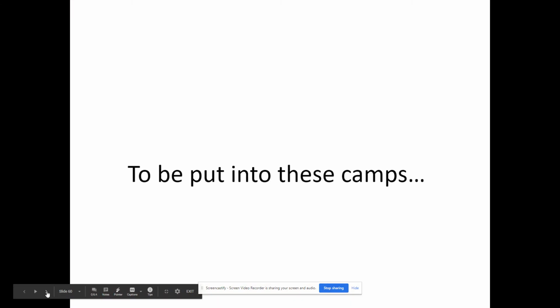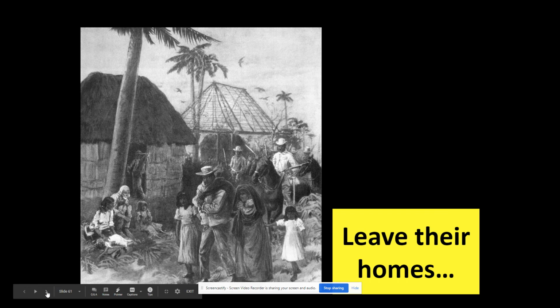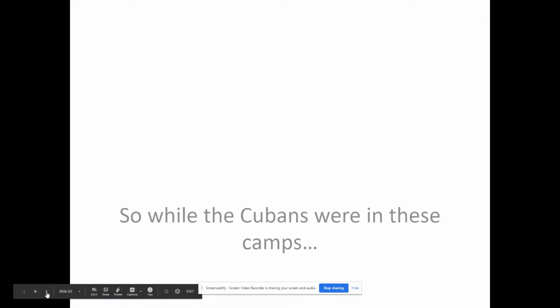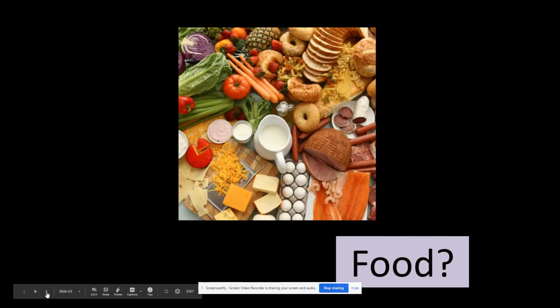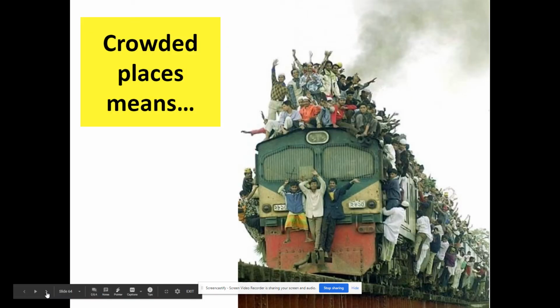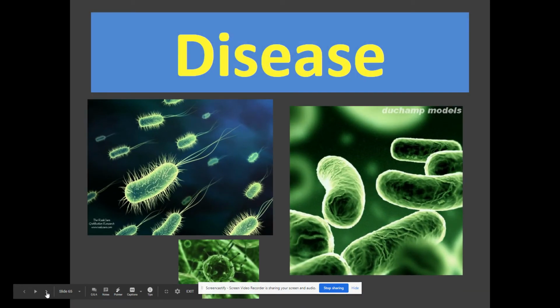So to be put into these camps, the civilians of Cuba had to leave their homes, which is traumatic. Let's not underestimate the power of taking somebody, making them give up their freedom, forcing them from losing their home, and then locking them up. So while the Cubans were in these camps, they weren't able to grow their foods, access their crops. These massively crowded places, this is a lesson we've learned recently, massive crowded places is going to lead to the spread of disease, particularly when your immune systems are compromised because you're facing malnutrition and lack of food.